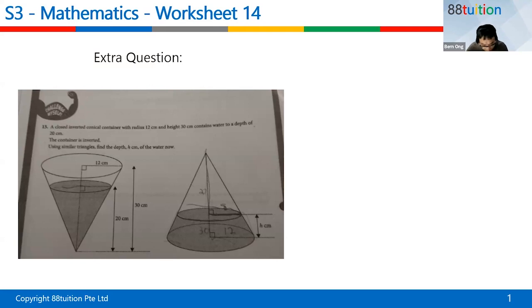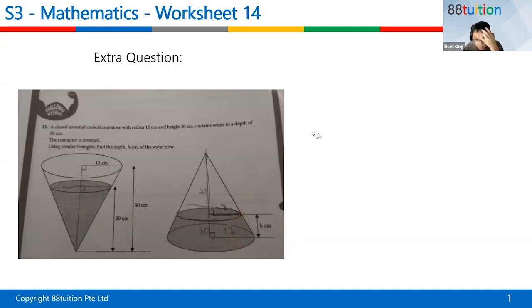Down here, it says a closed inverted conical container with radius 12 and height 30 contains water to a depth of 20. Using similar triangle, find the height h of the water now. So you're looking for h now, after you invert it. This type of question is not easy to handle.